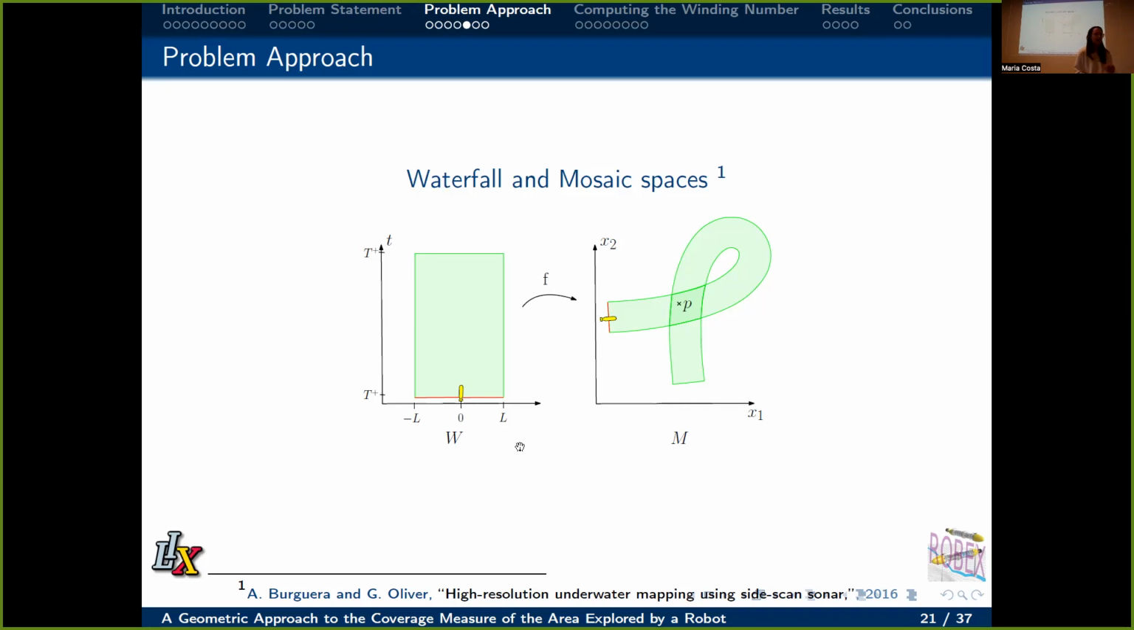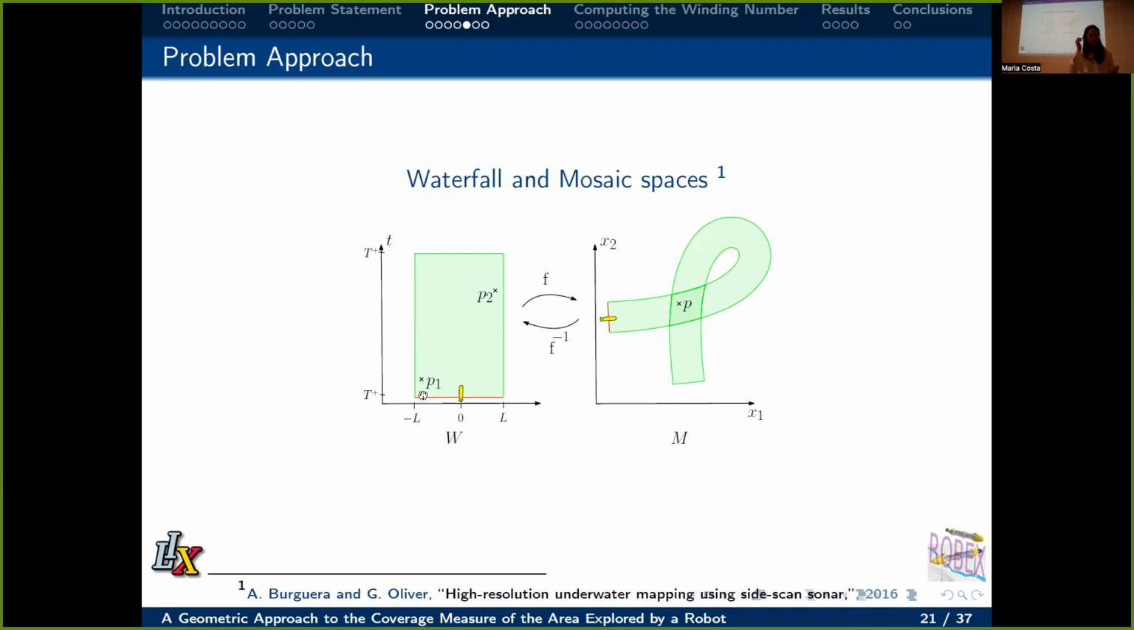Okay, so let's take a point here in the mosaic space, so a point P. So the number of times that this point was explored by the robot corresponds to the number of times that this point appears in the waterfall space or in the waterfall image. So for example, this point will appear twice in the waterfall space. So if we take the inverse of this, so here is a mapping function from the waterfall space to the mosaic space. So this point will appear twice.